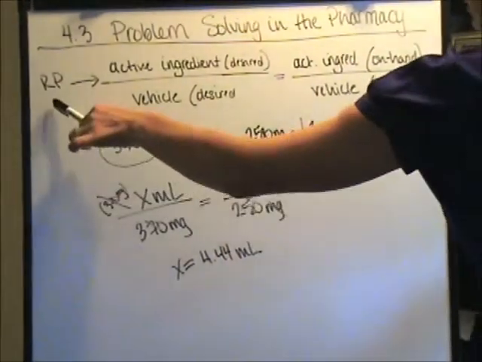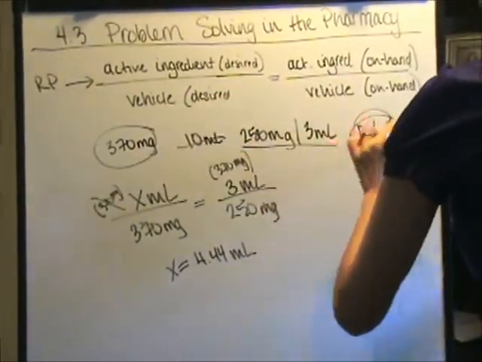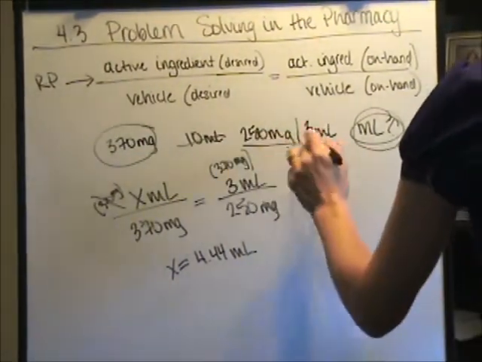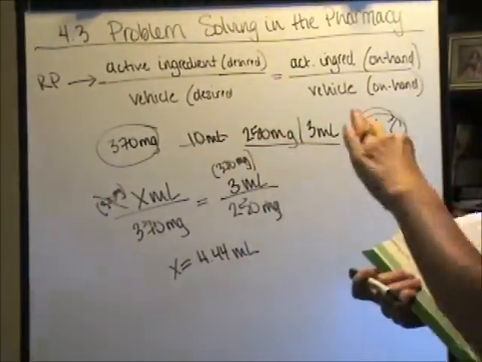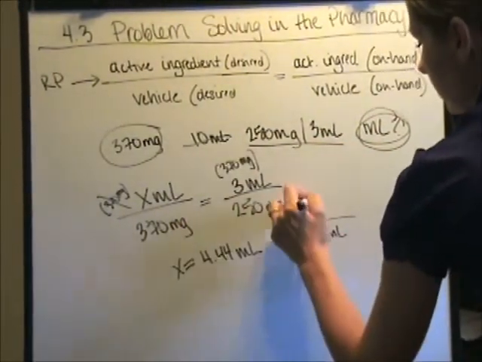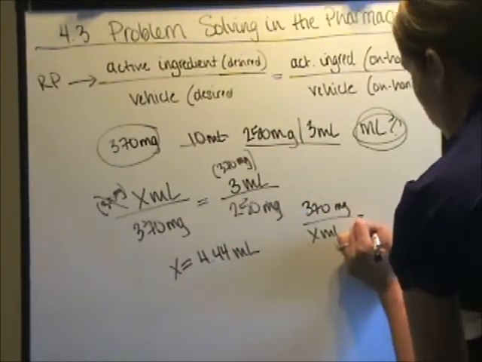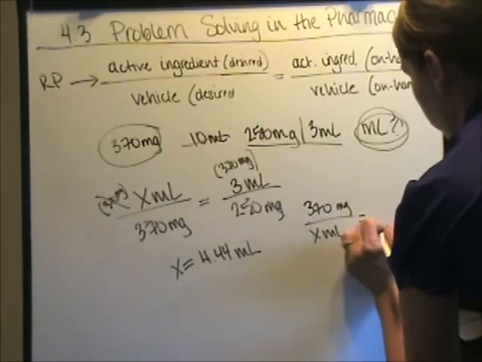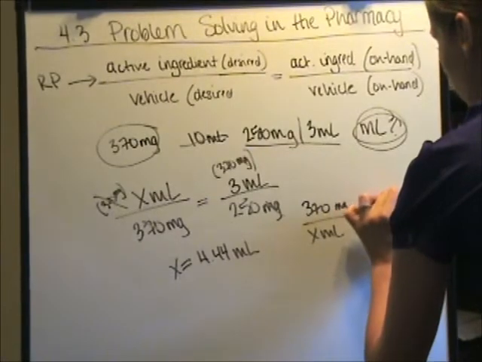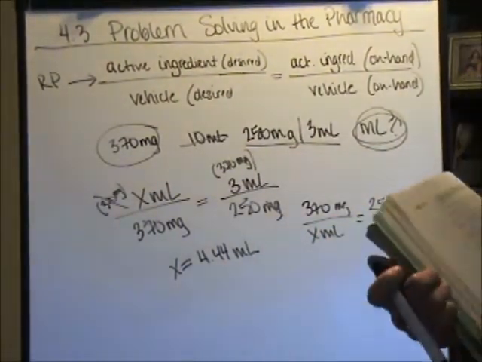So again, with the ratio proportion method, we're looking at the active ingredient that's desired, which is our unknown in this case, and the 370 milligrams desired, against the active ingredient and the vehicle on hand. You can also flip these. You can put X on the bottom and put the milligrams on the top if you choose to do it that way. That's completely fine. You just have to make sure that your units of measure also flip on the other side. So again, your milligrams have to line up and your milliliters have to line up.